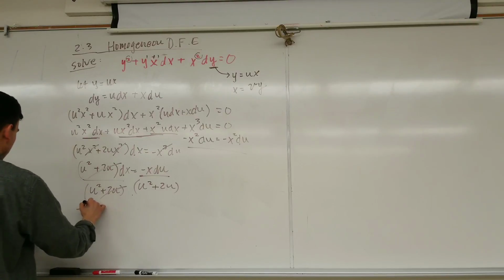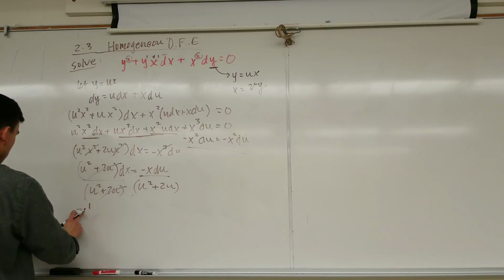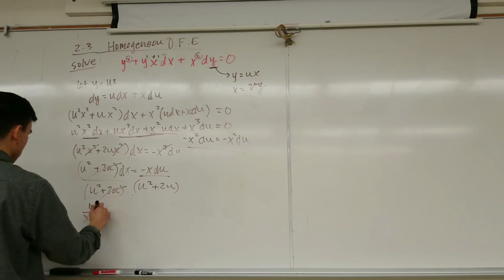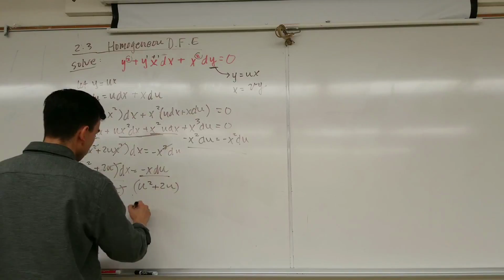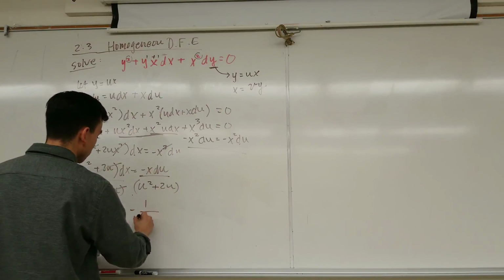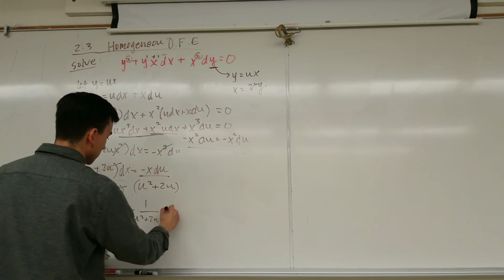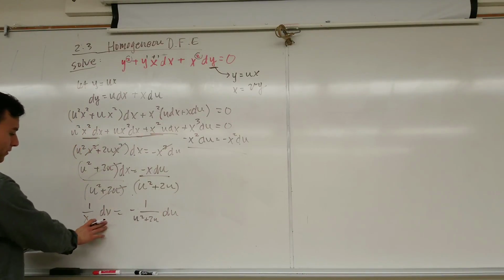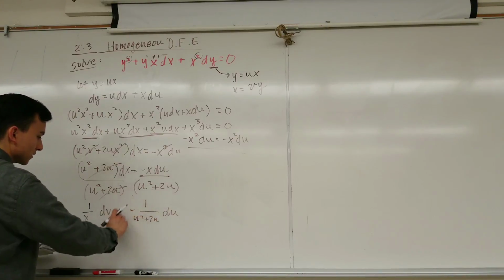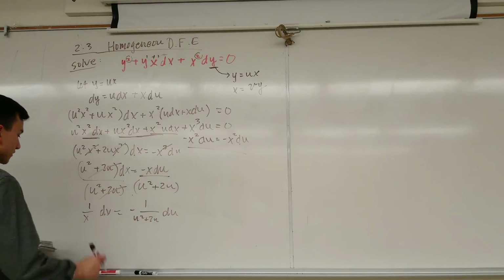So I'm going to get negative 1 over x dx, and it's going to be negative 1 over u squared plus 2u du. Okay. Now all my variables are on the same side as their differential.